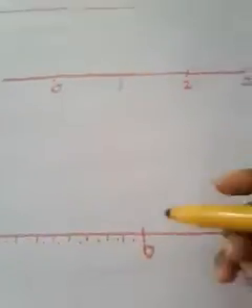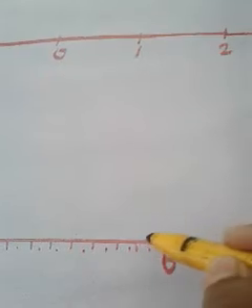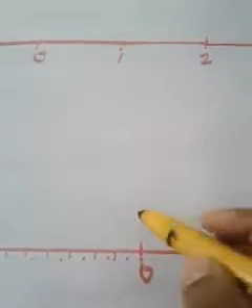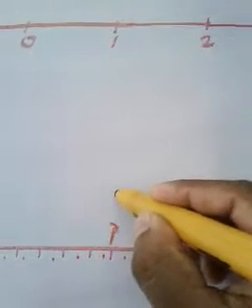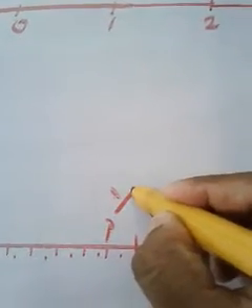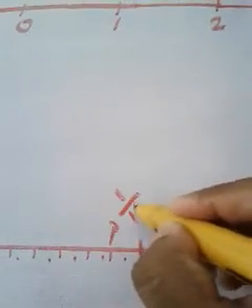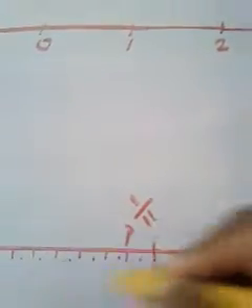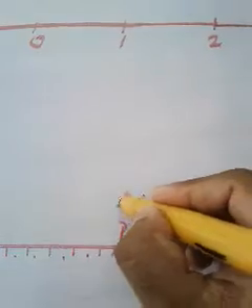And now we just see, this is the first division out of 11 divisions, isn't it? So it represents the first division, that means it stands for 1 out of 11 divisions, so 1 by 11. You may have understood. Since it is on the left side, you have to write it as minus 1 by 11.